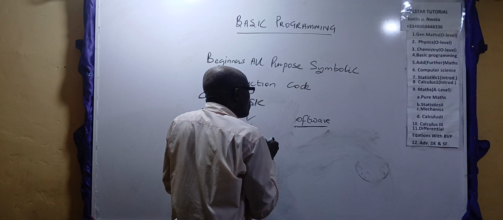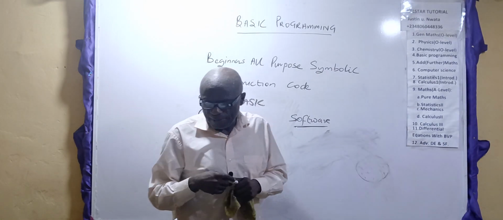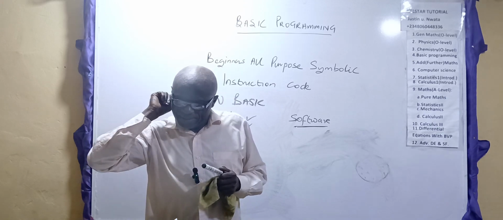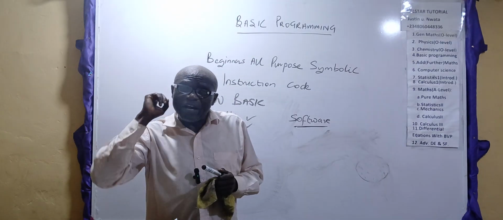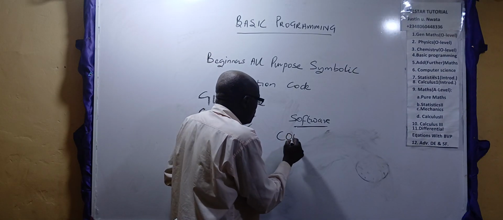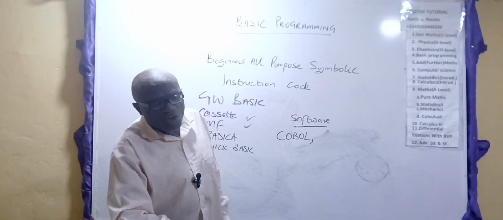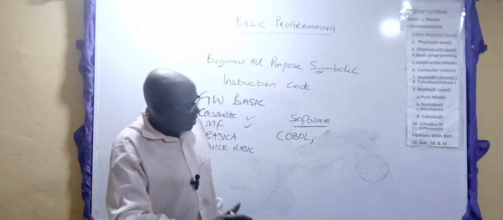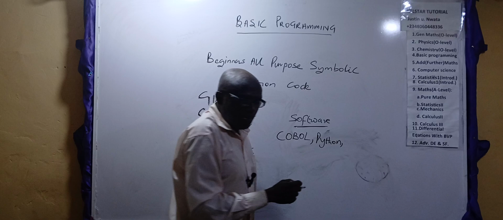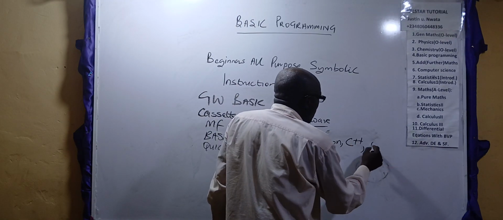We have different types of software, and these are languages you can use to communicate with the computer. There are many of them in the market. Different companies have their own different ones. We know the one we call COBOL, which is Common Business Oriented Language. We have the one we call Python, C++, and Oracle.